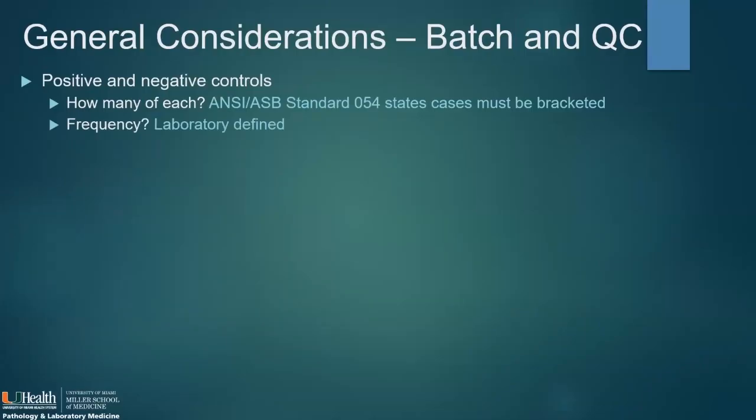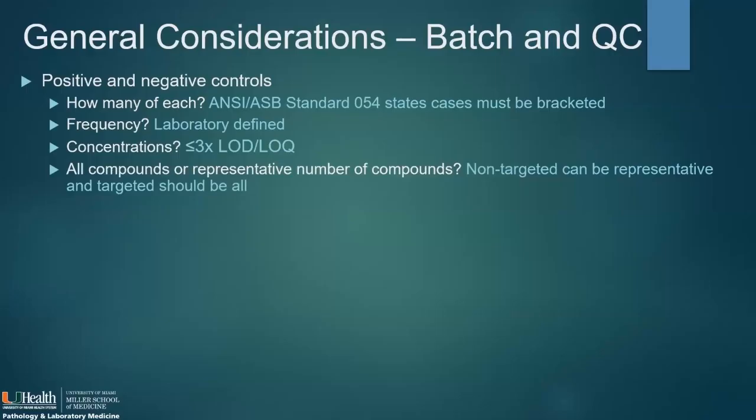The frequency is laboratory defined. I will go through what my laboratory uses just for reference. However, really the only thing that needs to be done is that in your procedures and policies you've defined how many you're going to be using and the frequency in which you're going to have positive and negative controls. For concentrations, for methods with LOD and LOQ, you should have a concentration that is no greater than 3 times the LOD of the compounds in your methodology. And the burning question, do you need all compounds in your controls or a representative number of compounds? Well, for non-targeted, it can be a representative number. And for targeted assays, it should be all of the compounds in your targeted method.